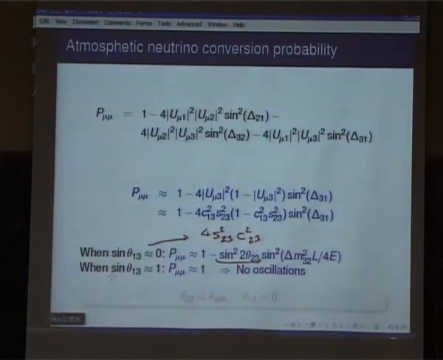If theta 13 was close to 90 degrees, so sine theta 13 was 1, then cos theta 13 is 0. So then you will get this as 0, so P will be just equal to 1. So there won't be any oscillations. Therefore, since we see oscillations in the atmospheric neutrinos, this tells us that theta 13 cannot be 90 degrees, it has to be close to 0. So this rules out this scenario. Therefore, theta 13 is close to 0, and this solution works.